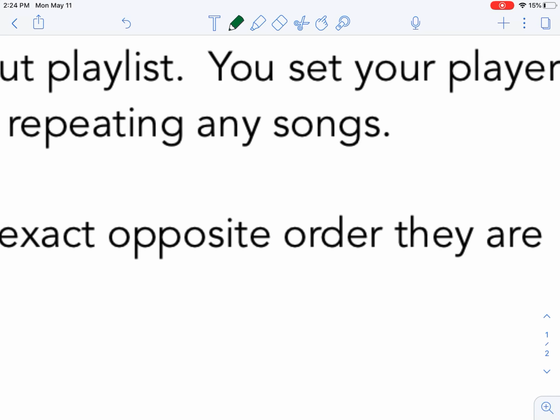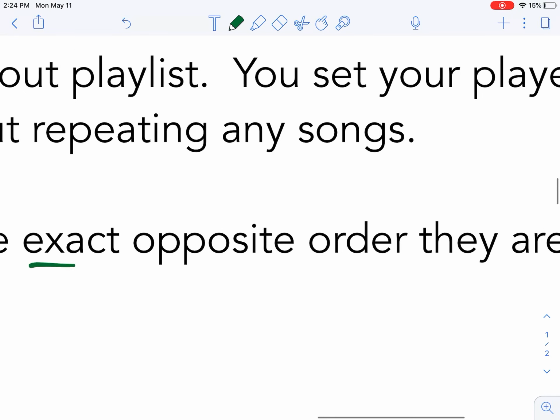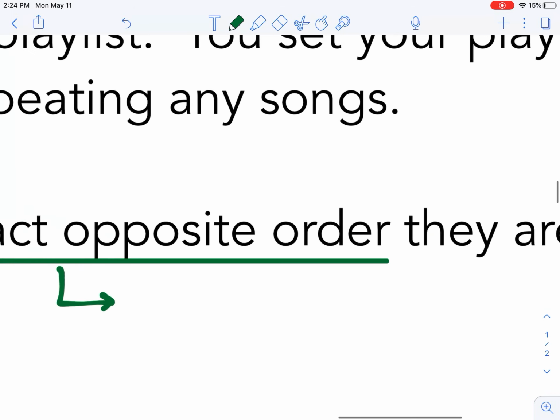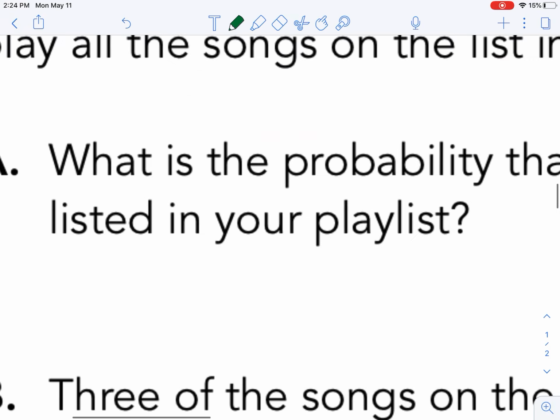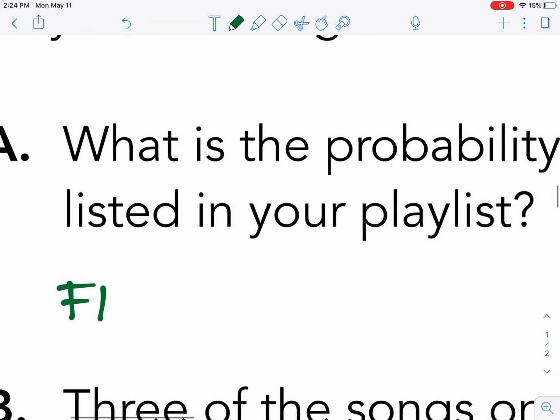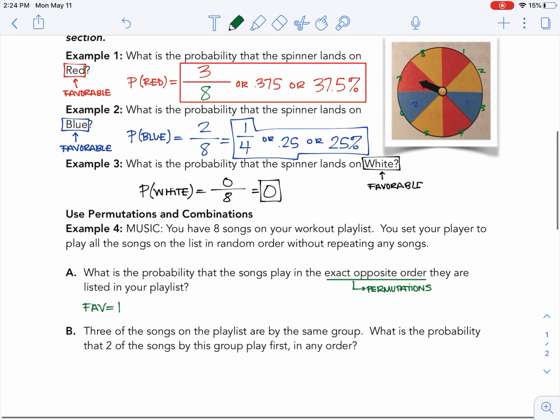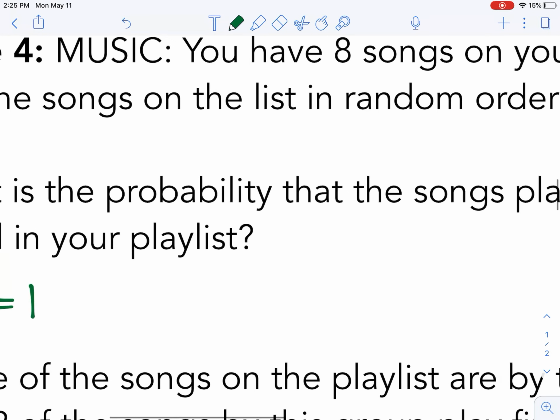So since we're going for a very specific order, this tells me we're dealing with permutations because order is important. So our favorable outcome is to play in the exact opposite. So there is one way for it to play in the exact opposite order.